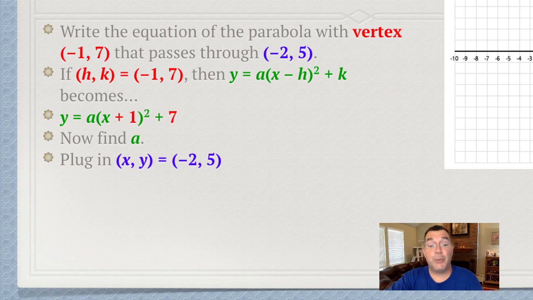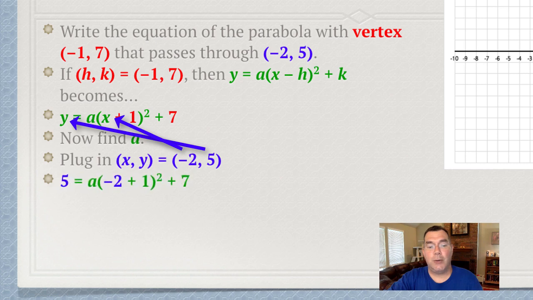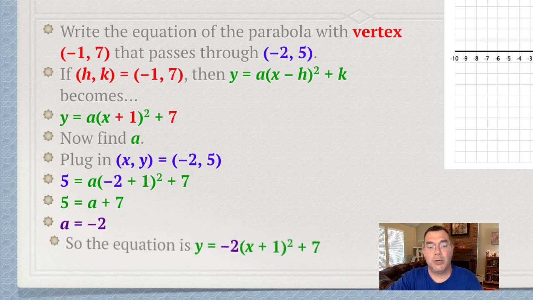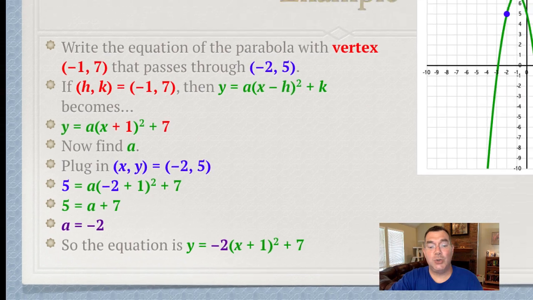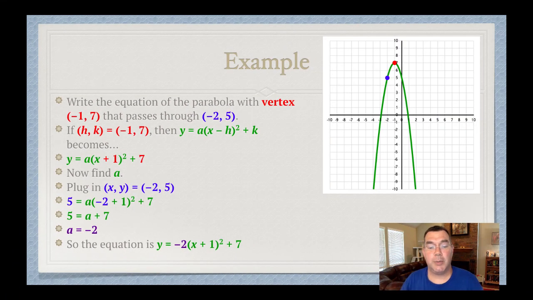And I do that by temporarily plugging in (negative 2, 5) as an x and a y. So x will be replaced with negative 2 and y will be replaced with 5, just so that I can figure out what a is. If I solve that equation, I get that a is negative 2. So the equation is y equals negative 2 times (x plus 1) squared plus 7.